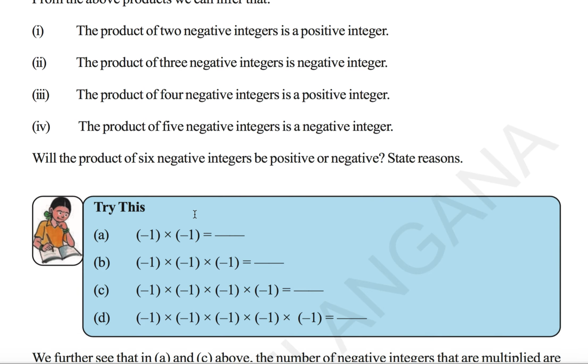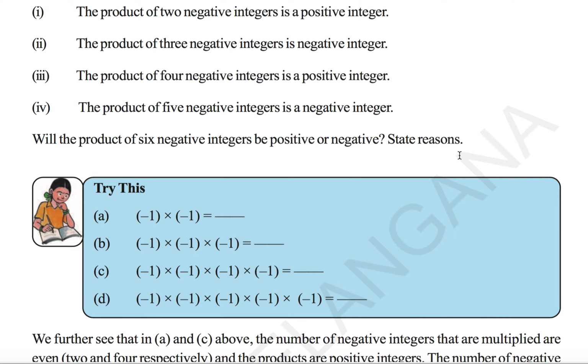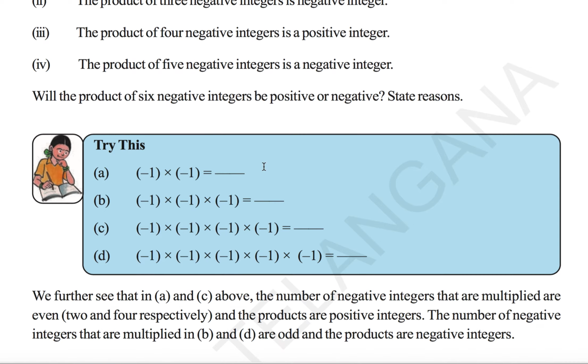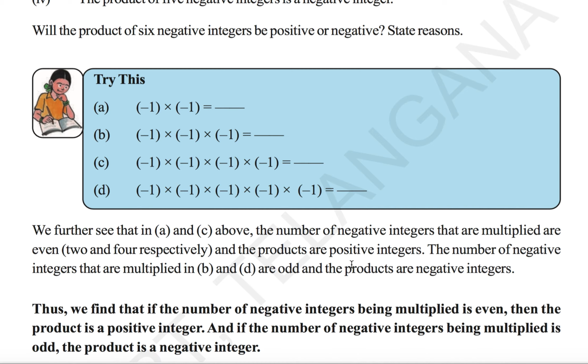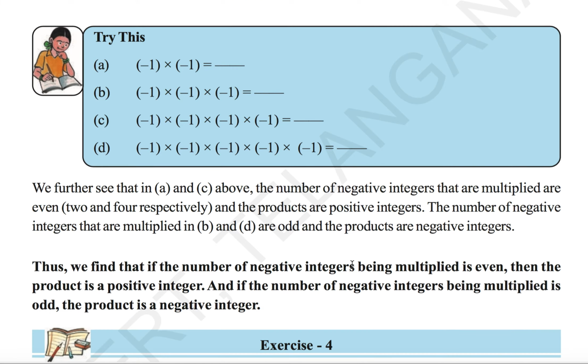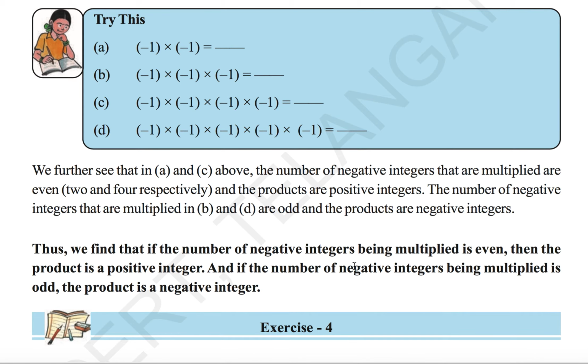Will the product of six negative integers be positive or negative? State the reasons. That is positive. Why? They are an even number. When there is an even number of negative integers, then the result is going to be positive. We further see that in A and C the products are positive integers. The number of negative integers that are multiplied in B and D are odd, and the products are negative integers.